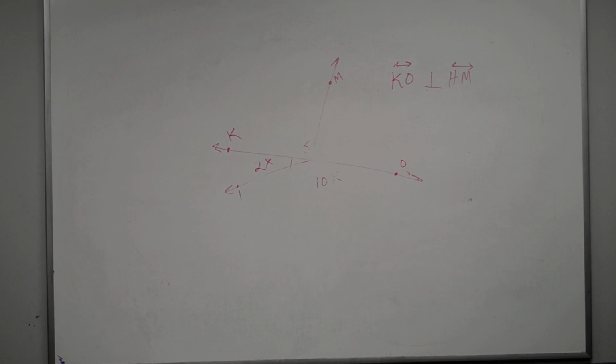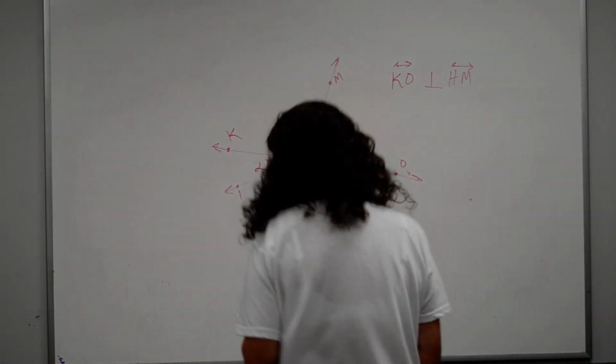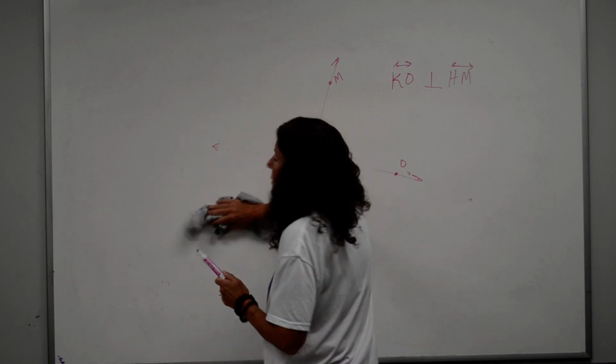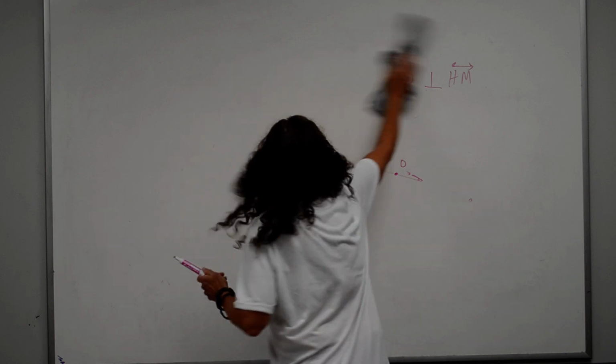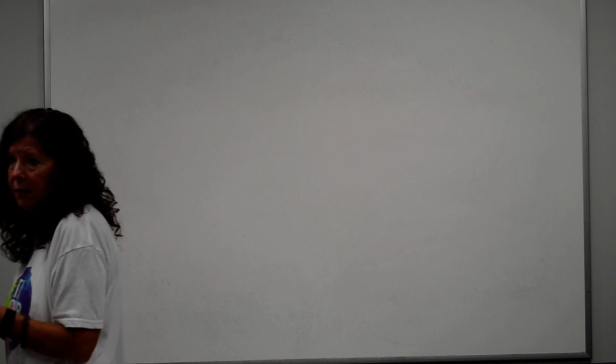Okay, the second section has to do with polygons. You know what a polygon is? A 5-sided polygon is called a pentagon. A polygon is just any figure that's made up of line segments that don't cross over itself and are not curved at all.